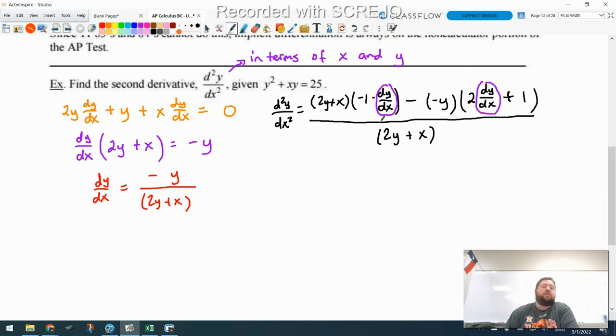Okay, so what we have to do to fix this is we have to take our dy over dx in terms of x and y, so this thing right here, and we have to plug that in for dy over dx over here. All right, so that's what I'm going to do now. So second derivative.